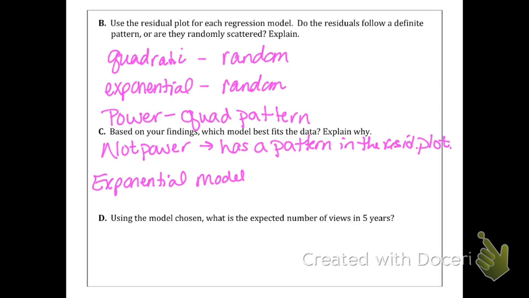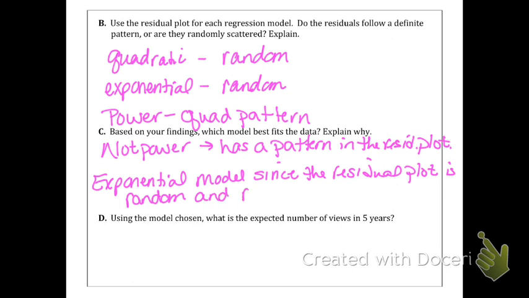All right, the exponential model, since the residual plot is random, or scattered, or whatever you want to call it, and r squared is closer to 1.